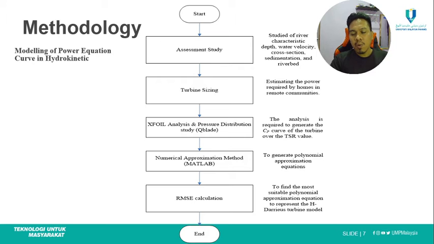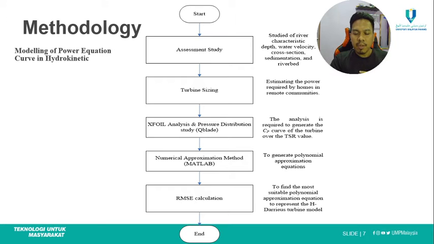Okay, in this project, we have decided that we need to produce 200 watt output power because, based on the literature, 200 watt is sufficient for standalone use and also for remote communities. Next step is to simulate the turbine using the Kubelet software to see the pressure distribution.